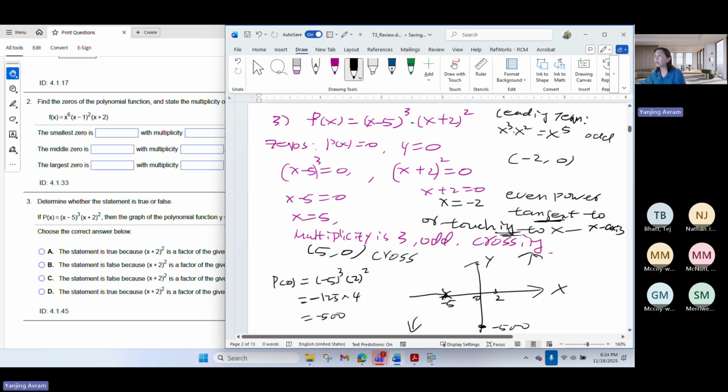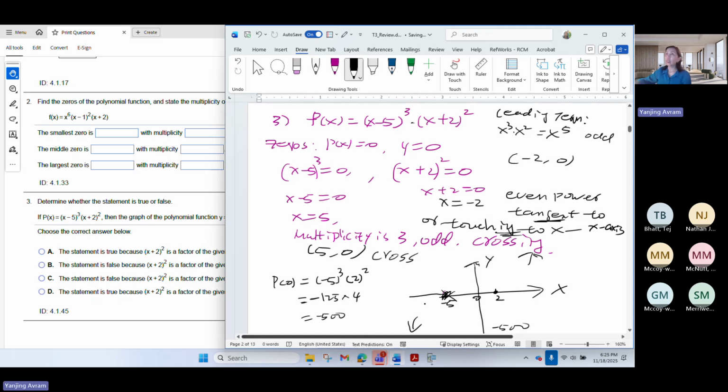This one is tangent, or touching. So how do I draw this one? It will look something like that. Okay, hold on. 5 is crossing. This is negative, negative, positive. So this should be negative, right? So at this point it is crossing, and then this point will be the tangent one.